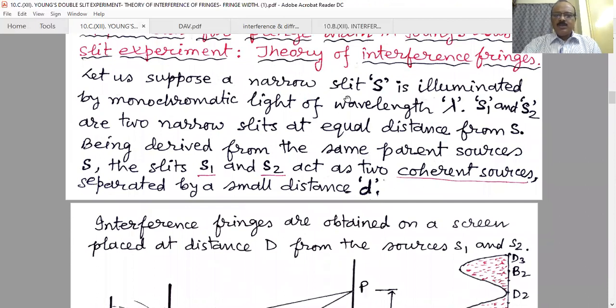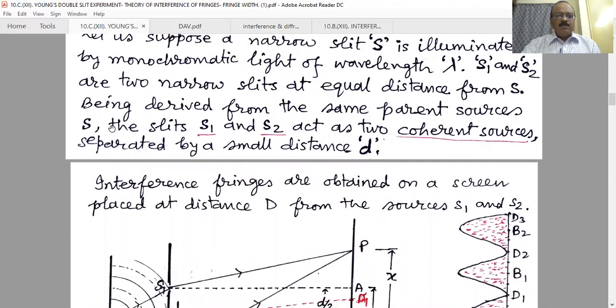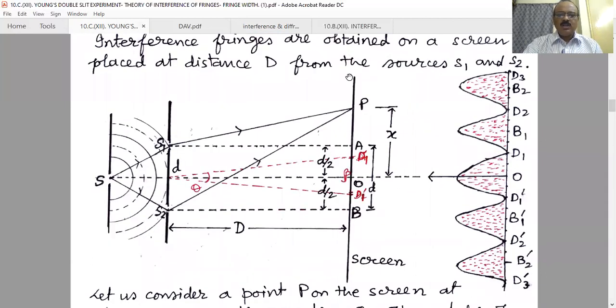Let us suppose a narrow slit S is illuminated by monochromatic light of wavelength lambda. That means we have taken the source S, and light coming from that source is monochromatic, and wavelength is lambda. S1, S2 are two narrow slits at equal distance from S, being derived from the same parent source S. The slits S1 and S2 act as two coherent sources separated by a small distance, that is small d.